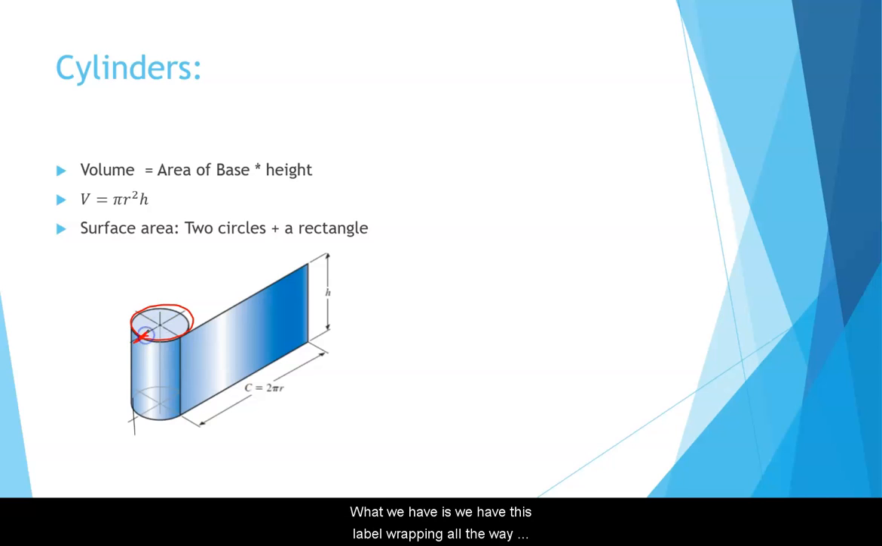What we have is this label wrapping all the way around the cylinder. This is the circumference. This is 2 pi r, or pi times d if you prefer. So if we snip that and lay it out, it becomes this distance right here. So that distance is the circumference of the circle.